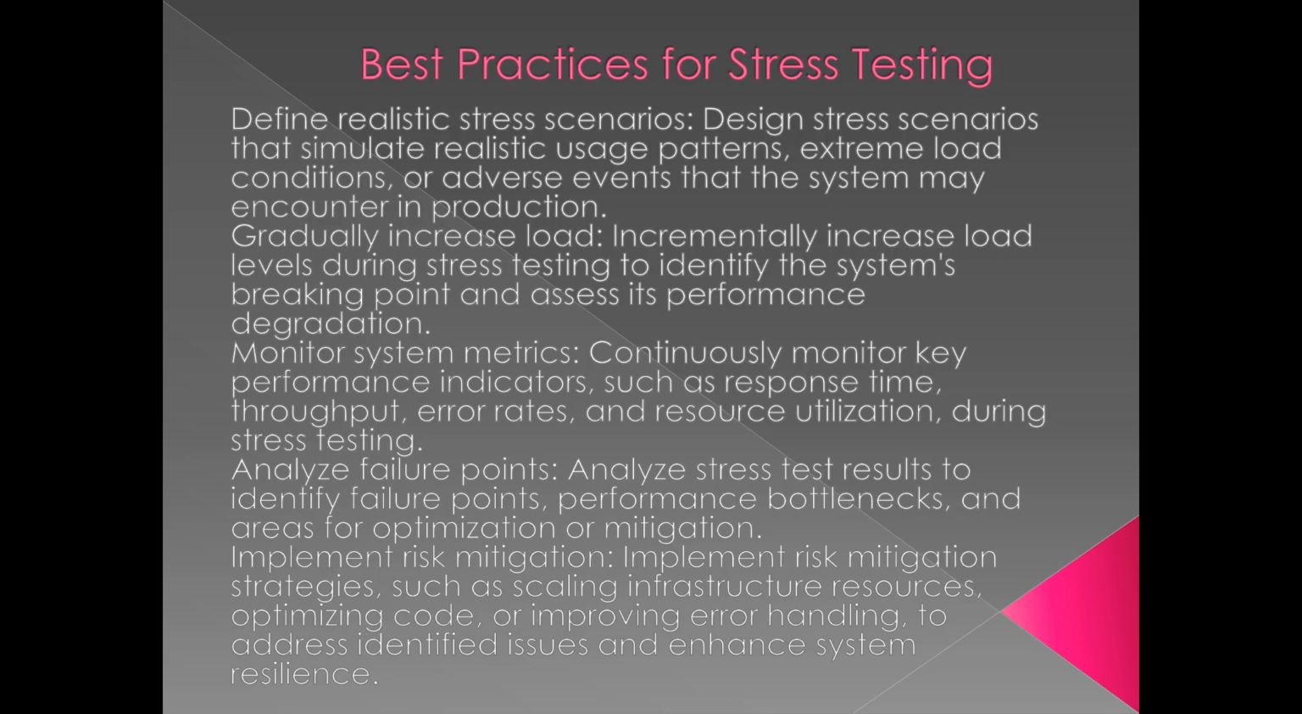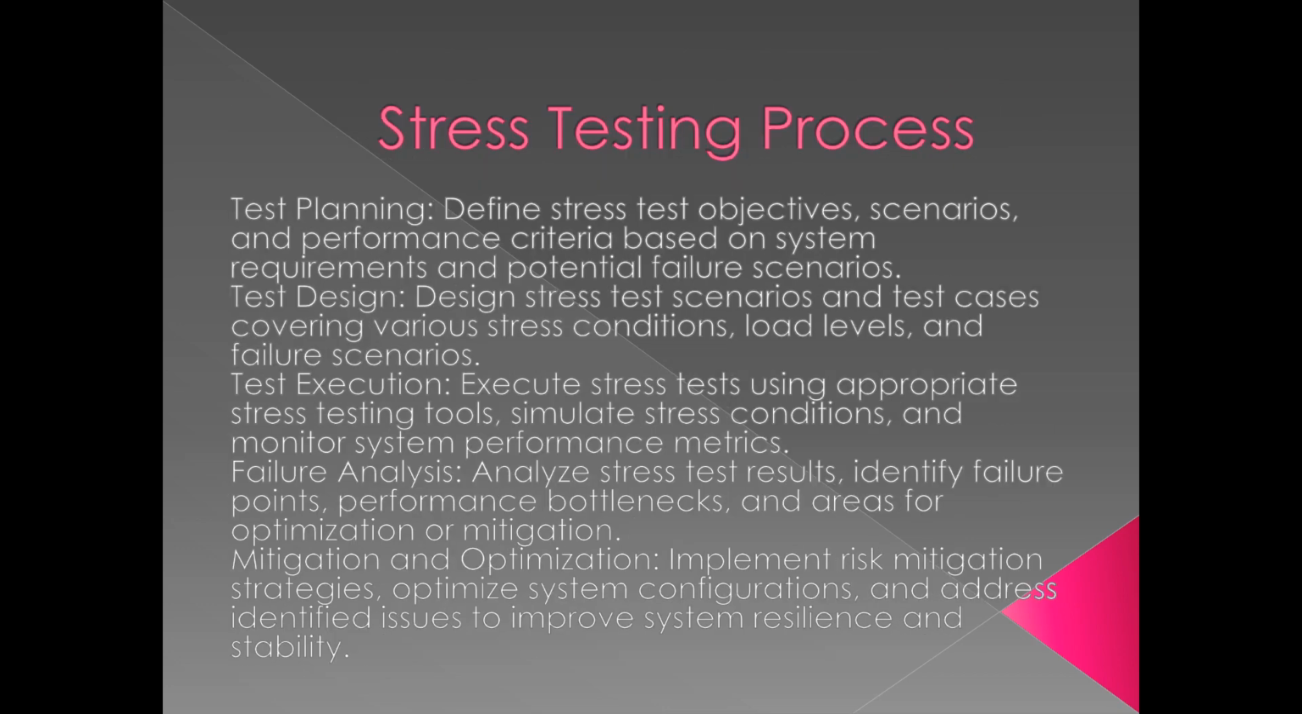Monitor system metrics, continuously monitor key performance indicators, such as response time, throughput, error rates, and resource utilization, during stress testing. Analyze failure points, analyze stress test results to identify failure points, performance bottlenecks, and areas for optimization or mitigation. Implement risk mitigation, implement risk mitigation strategies, such as scaling infrastructure resources, optimizing code, or improving error handling, to address identified issues and enhance system resilience.